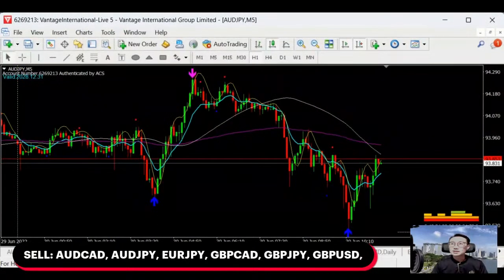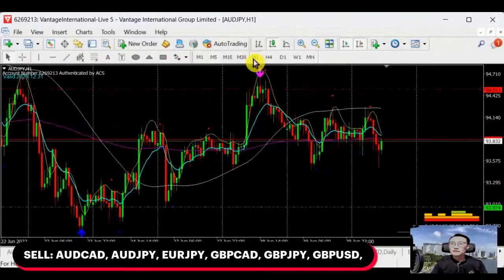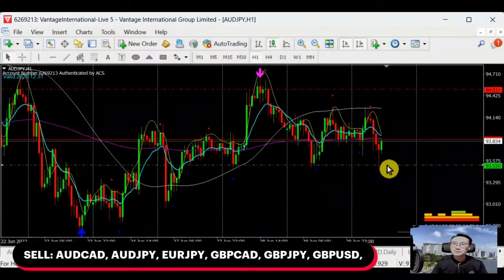So Aussie yen, let's take a look at Aussie yen. Aussie yen also having a retracement right now after the rejections from the support level. As we can see over here, right? The most touches here. So it touches and got rejected.